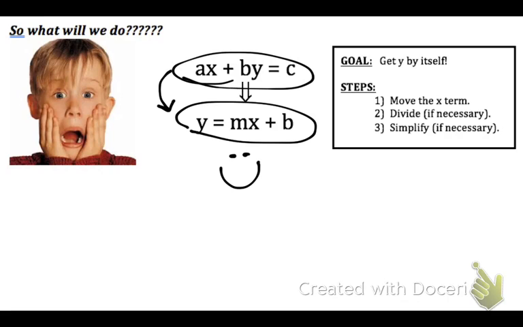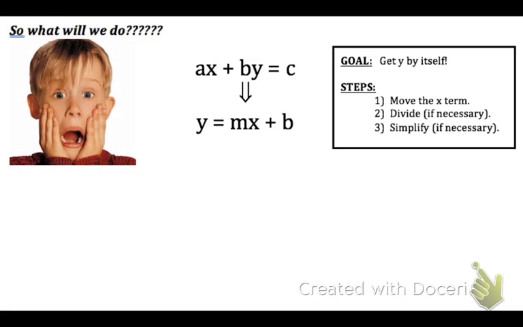Now, something that you might notice is that in slope-intercept form, y is by itself. Okay, there's nothing else on this side of the equation, just y. So when I say we're going to get something into slope-intercept form, our goal is actually to get y by itself. Okay, our three steps are move the x term, divide if it's necessary, and simplify if it's necessary. Those are our three steps, and I put those three steps on every slide as we continue along.